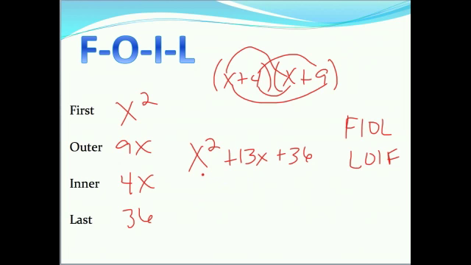Now by descending order, I'm talking about the variable x. We have squared, 1, and 0. So that's the order that we're usually going to write it in. Okay? It doesn't matter how we do it. We use FOIL because it's a common word.